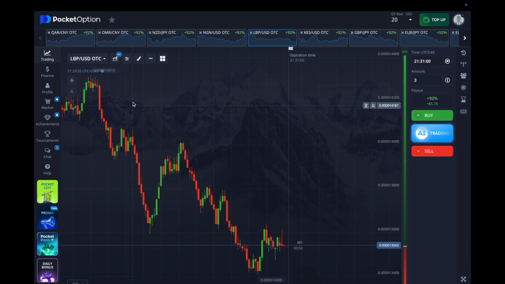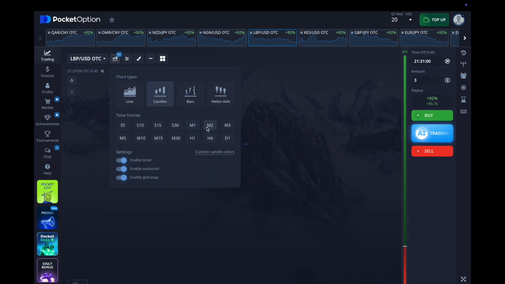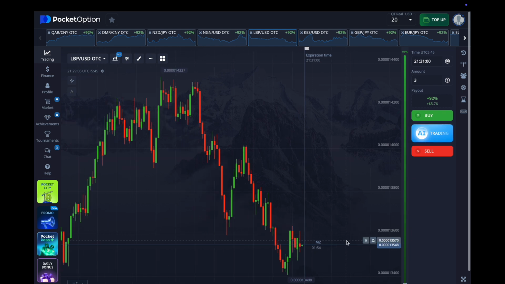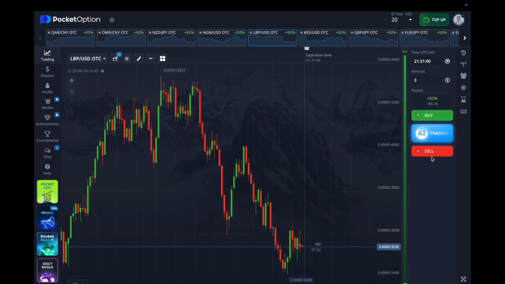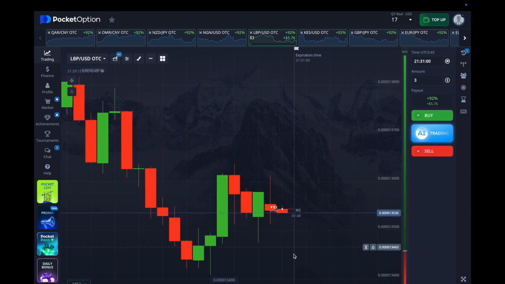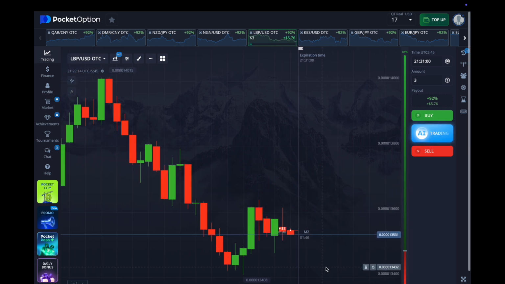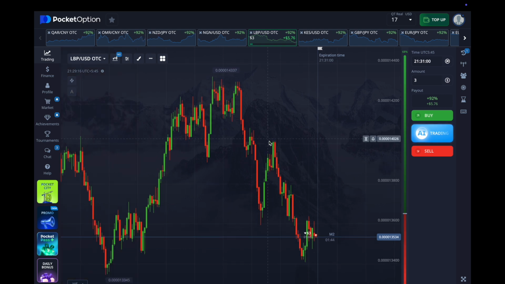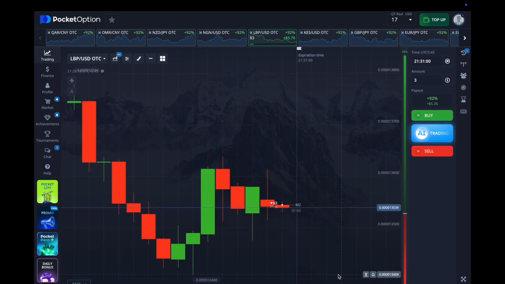I've set my chart to 2-minute time frame and my trade duration is also 2 minutes, matching the default setting of this currency pair, keeping everything clean and synchronized. Now pay close attention. The moment I spotted a liquidity sweep through the wick, perfectly aligned with the major trend, I didn't hesitate. I entered a put trade instantly.